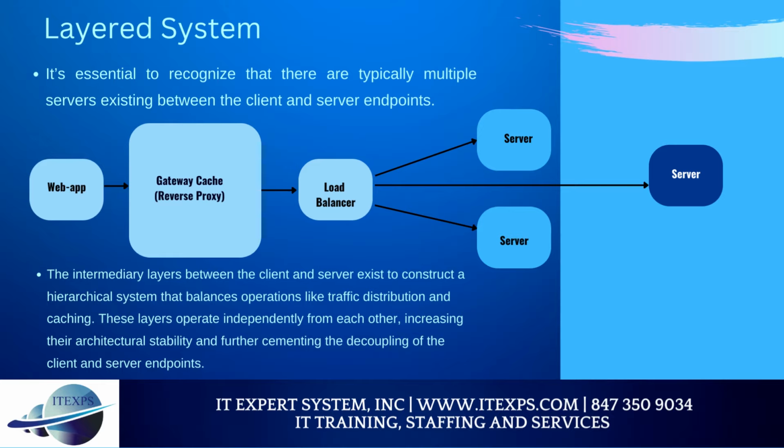Layered system. It is essential to recognize that there are typically multiple servers existing between the client and server endpoints. The intermediary layers between the client and server exist to construct a hierarchical system that balances operations, like traffic distribution and caching. These layers operate independently from each other, increasing their architectural stability and further cementing the decoupling of the client and server endpoints.